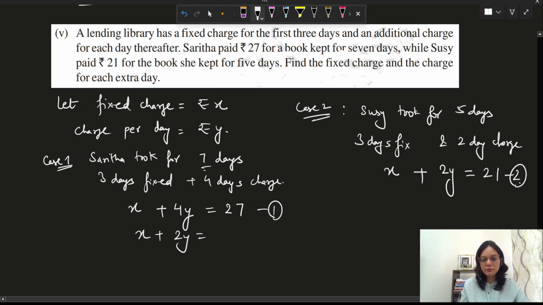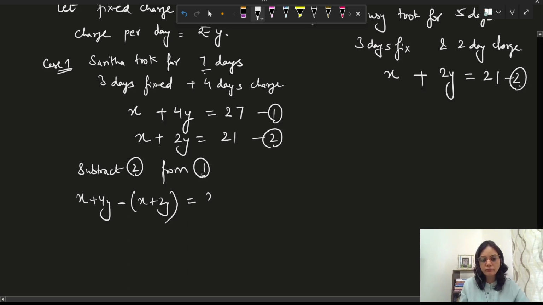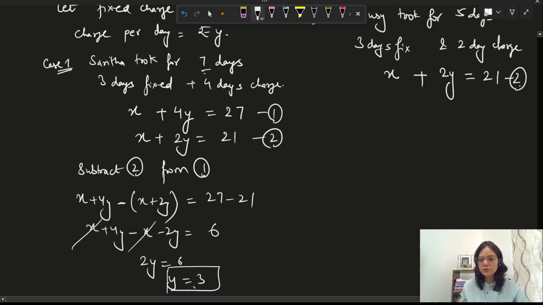Let's take them here. Again, you see the variable here, x has the same coefficient, so just subtract. Subtract 2 from 1. So x plus 4y minus x plus 2y, minus 21. So you have x plus 4y minus x minus 2y. This is 6. x again goes away, so you are having 2y is 6, so y comes out to be 3. So your y is 3.